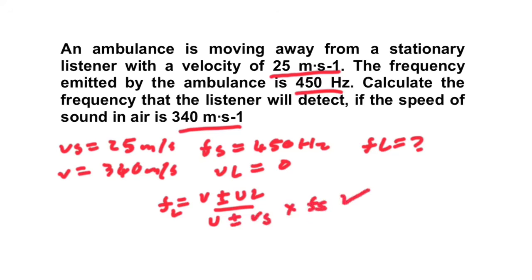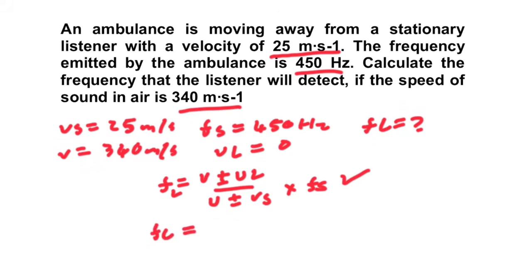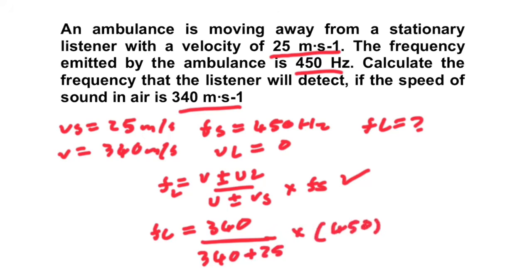Right, this is the equation without making any adjustments, and then FL is going to be equal to the speed of sound in air, that is 340, plus or minus Vs. Our listener is stationary, so we can just forget about that. And then the ambulance is moving away, so we're supposed to have plus Vs on the denominator. So that is 340 plus Vs, which is 25, multiplied by the frequency emitted, 450. So again, real quick, I just need to put that in my calculator.